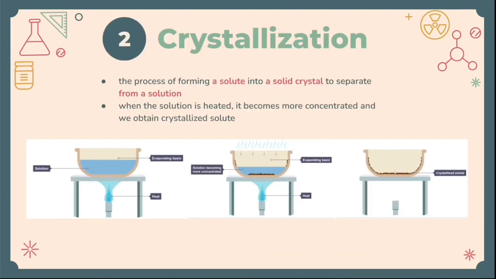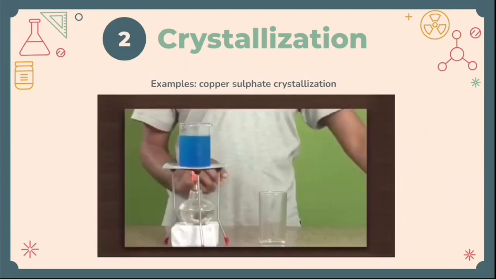Crystallization is a process of forming a solute into a solid crystal to separate it from a solution. When the solution is heated, it becomes more concentrated and we obtain crystallized solute. Here's an example of copper sulfate crystallization. No more salt is dissolved.